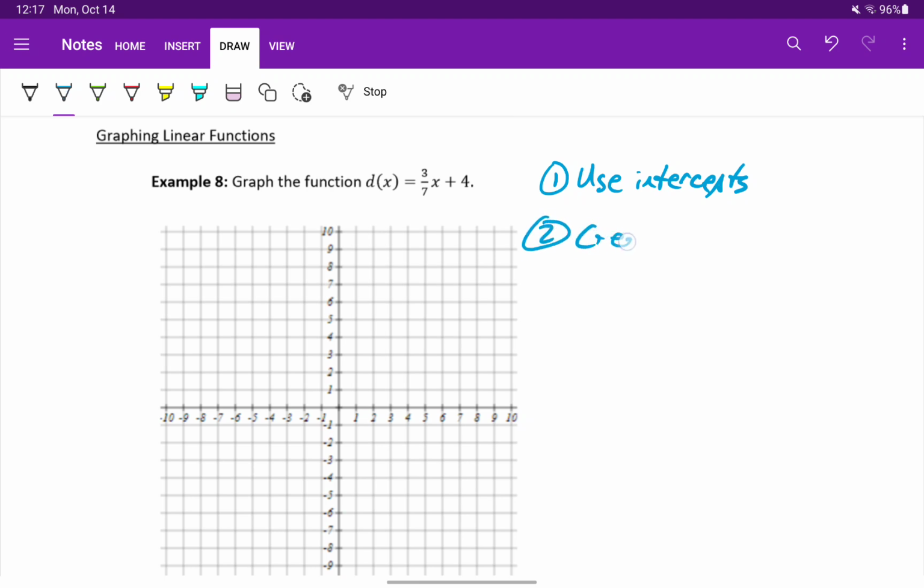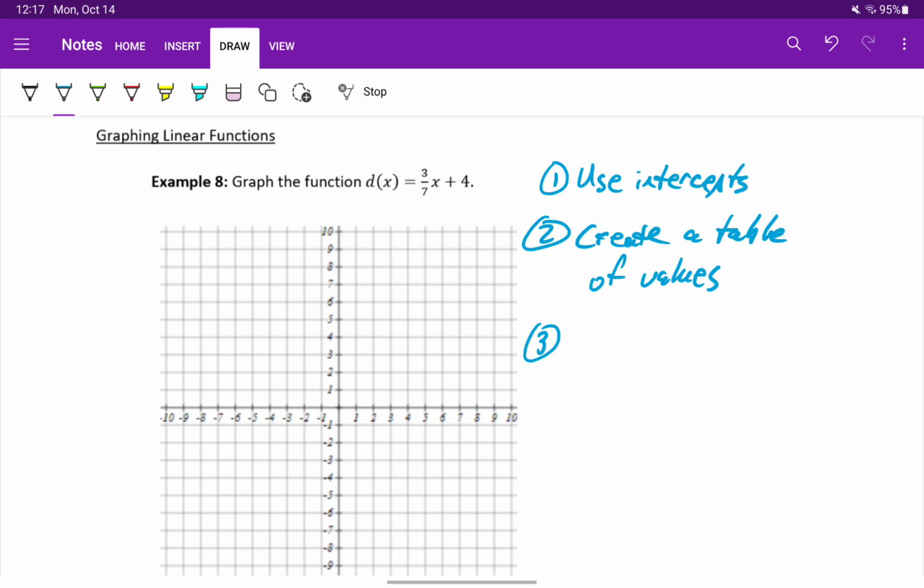Another is to create a table of values. So in this method, you literally just pick different values for x, plug them into the equation, and see what the corresponding y value is. Again, that can take some extra steps because if you don't get a nice coordinate pair, it can be harder to graph.